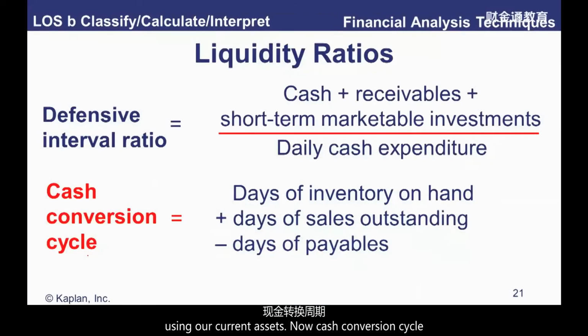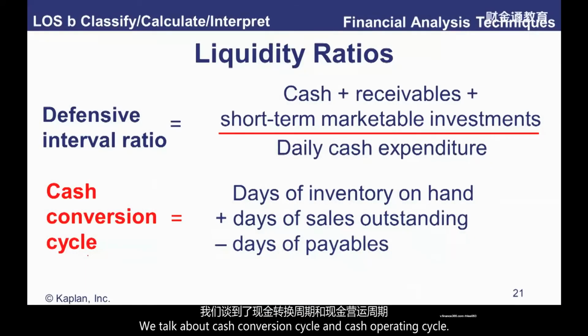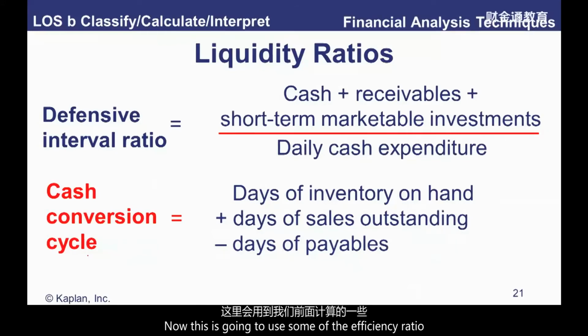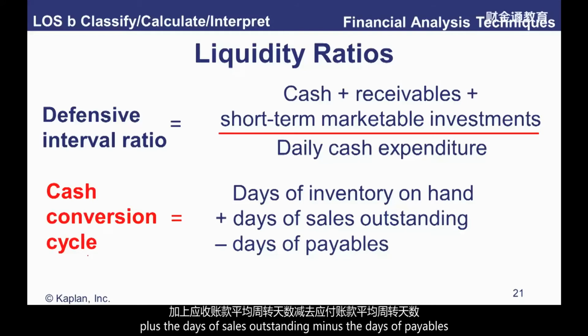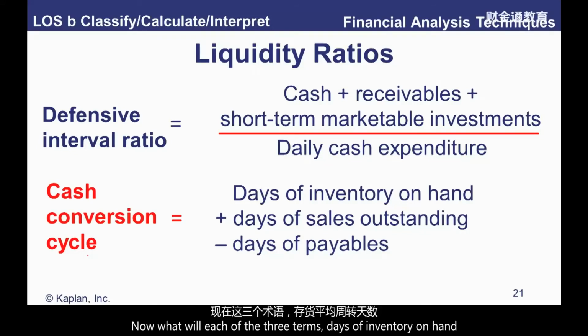Now, cash conversion cycle. We talk about cash conversion cycles and cash operating cycle. Now, this is going to use some of the efficiency ratios that we calculated earlier. Notice we're looking at the days of inventory on hand plus the days of sales outstanding minus the days of payables. Now, what were each of those three terms?